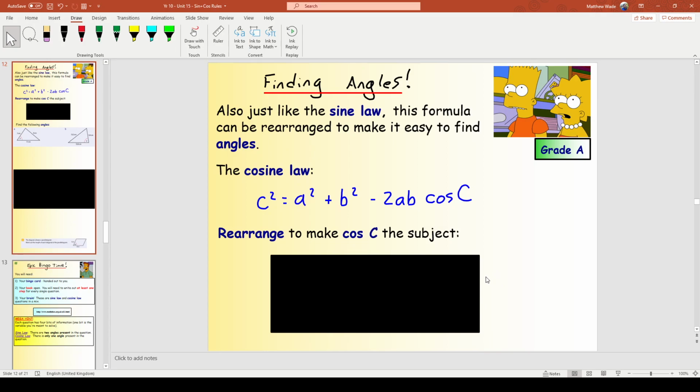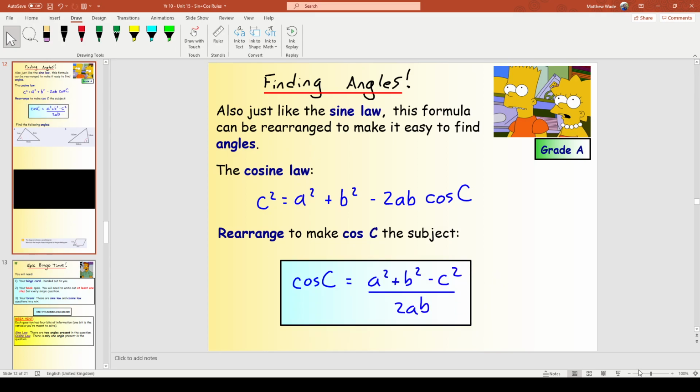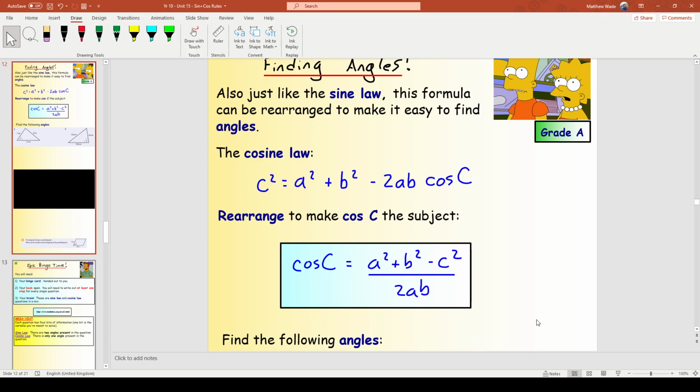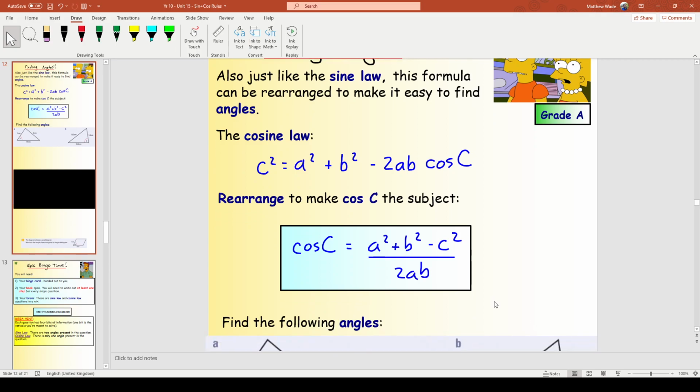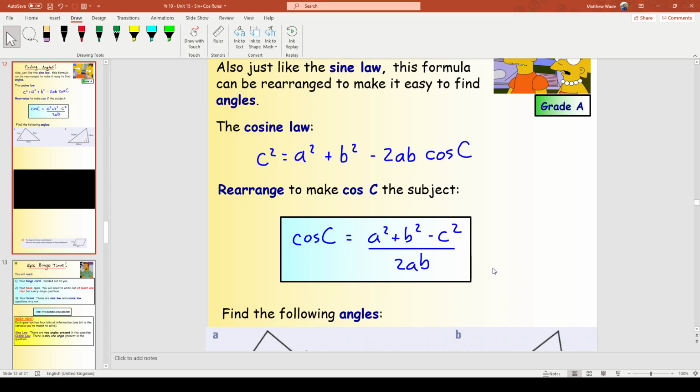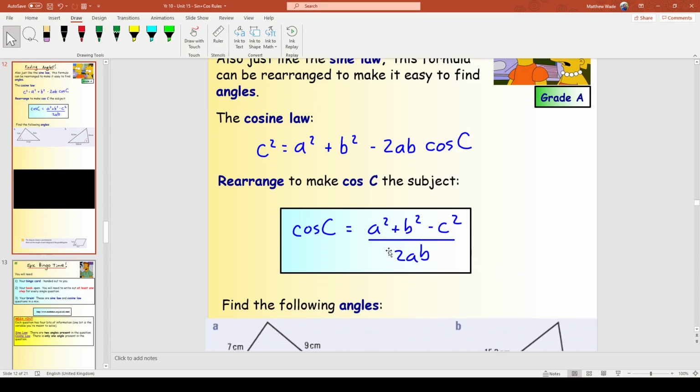Okay, so now that you've had a chance to try, you'd have got that. Here's the formula rearranged for angles. Exact same formula again, except cos C is the subject. It's just going to be a squared plus b squared, take c squared to get it to that side. 2ab is touching, so it needs to divide down, and that's where that formula comes from. So happy days. Same exact rules apply.